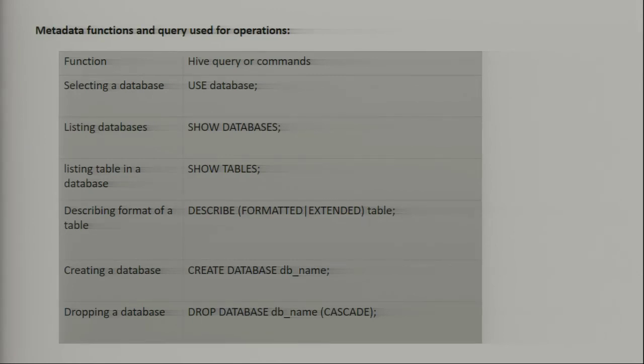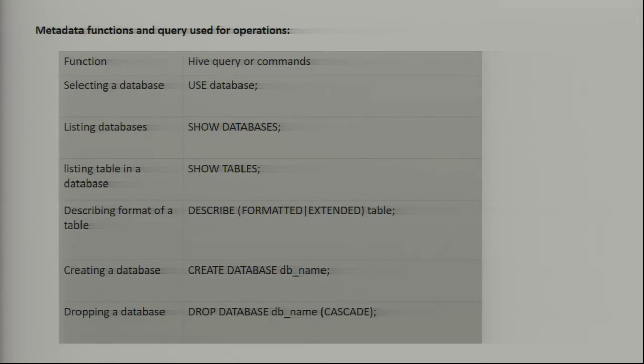Suppose you want to use a database, so I'll be selecting a database. I'll use the keyword USE itself and the database. Then if you want to list the databases which I have created, I'll be using SHOW DATABASES. Then listing tables in a database, SHOW TABLES, will help you to show the list of tables which are present in that database.